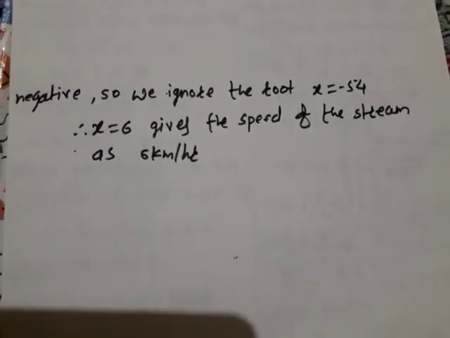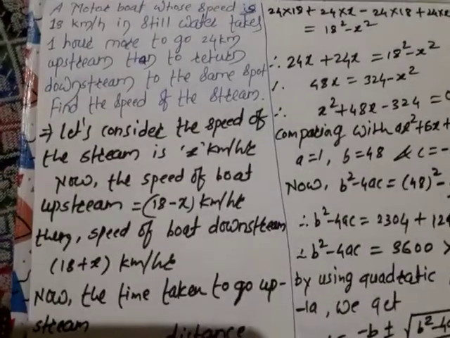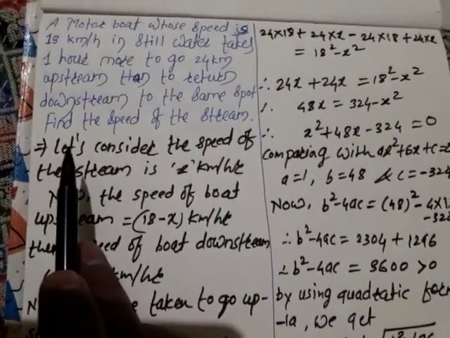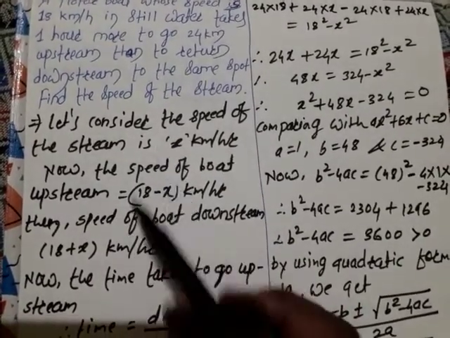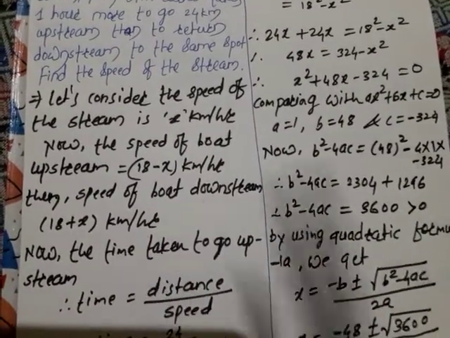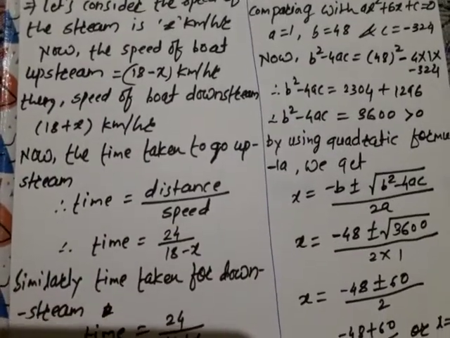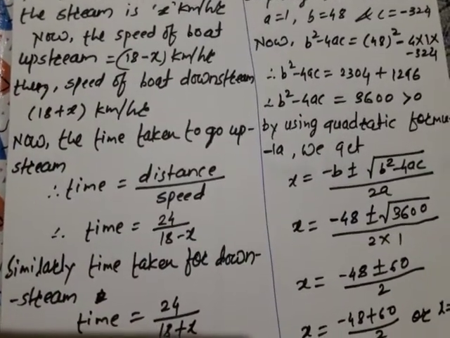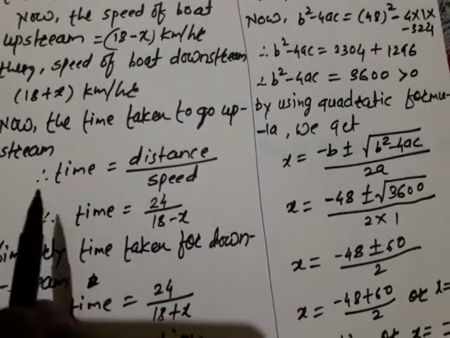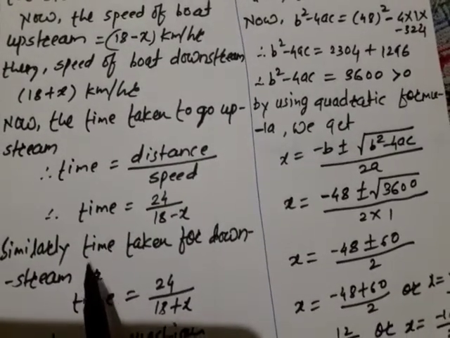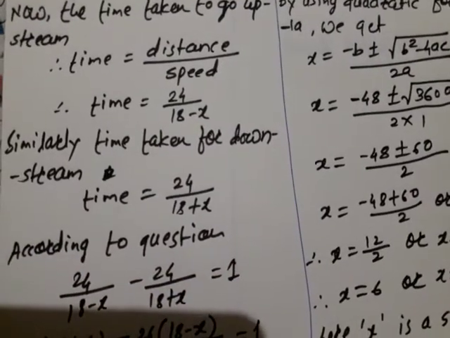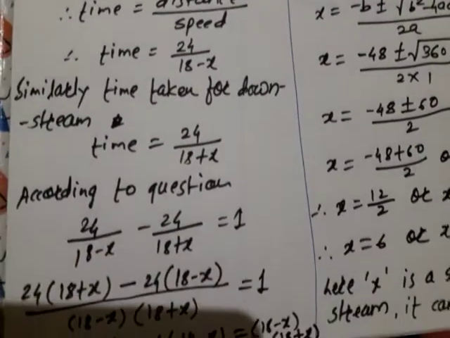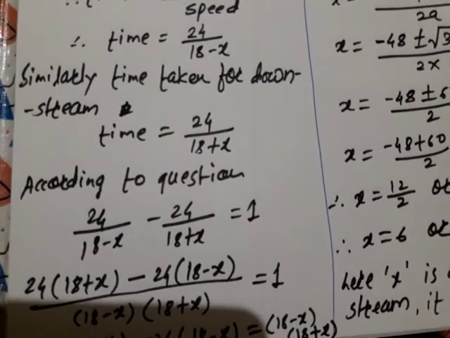Do you understand? Okay, इस एग्जाम्पल में हमने क्या देखा, देखो फिर से मैं एग्जाम्पल दिखा देता हूँ. इधर हमें क्या फाइंड आउट करना है? We want to find out the speed of the stream. For that purpose we have considered upstream means it will be minus, downstream means it will be plus. We have used this formula, velocity is equal to distance divided by time, and we have reshuffled the terms. Time is equal to distance divided by speed, and we got 24 divided by 18 minus x. Then we got 24 divided by 18 plus x, and according to question we got here one equation.